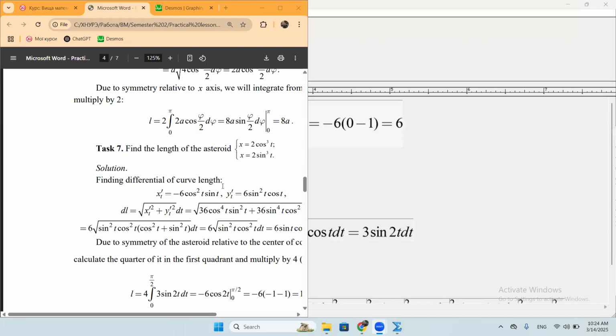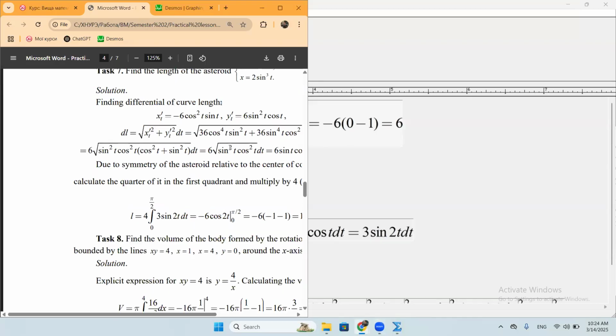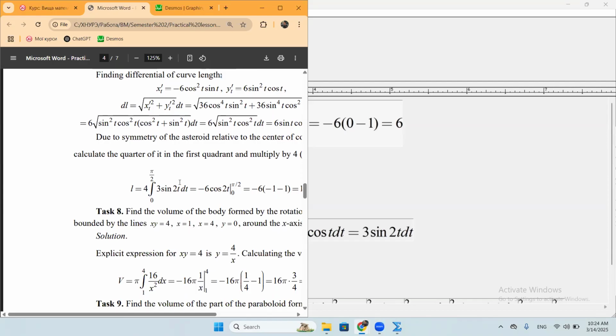Okay, let's continue. So now we will calculate volumes. Okay, so task number 8.